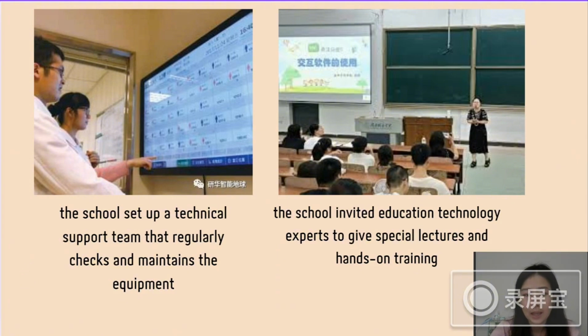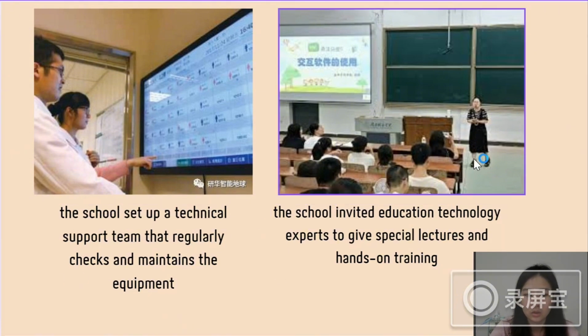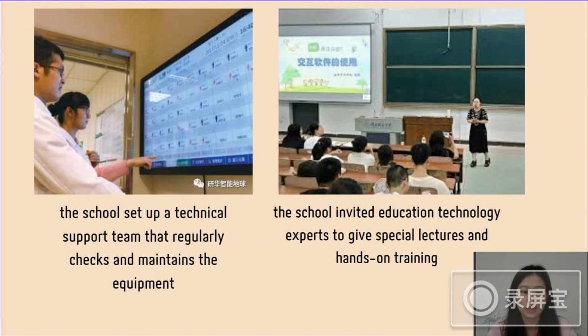Also in Wuhan, many primary schools planned their budget not only to buy IWBs but also to provide ongoing teacher training and technical support. Each semester, the school invited education technology experts to give special lectures and hands-on training, making sure that the teachers could use IWBs effectively in their lessons.